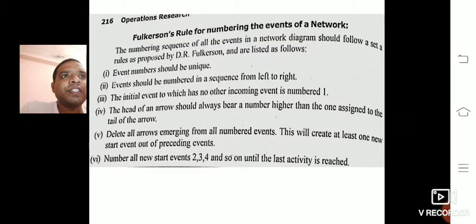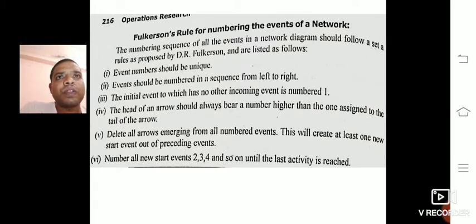Next is the Fulkerson rule. The Fulkerson rule is used for numbering the events of a network. When you construct a network diagram, the numbering of the events is very important. For that we have the Fulkerson rule, which tells how to number the events when constructing the network diagram. First, event numbers should be unique. We can't use two same numbers.